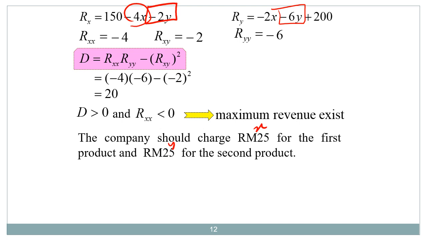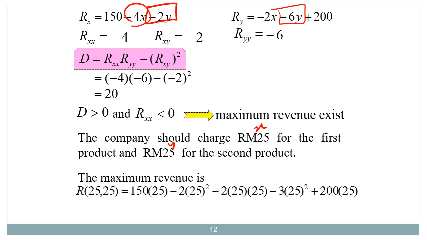The next thing you need to find is the maximum revenue. For the maximum revenue, we just substitute the point back into our function, so we put in 25, 25. Substitute the values, use the calculator, and we get directly the revenue, which is equal to RM4,375. So that's one example in economics and business.